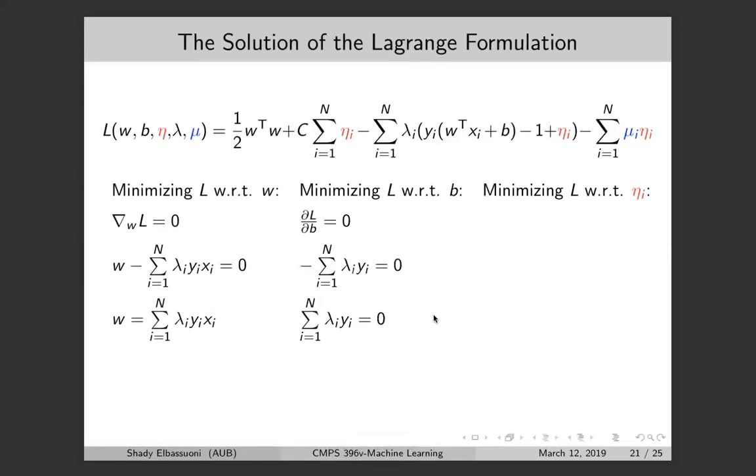Now I need to minimize with respect to eta i. What do I get? Who can tell me?